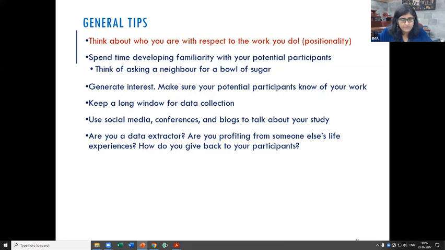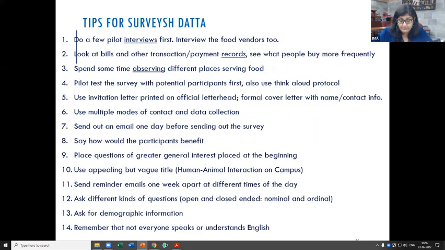And of course, in the day of social media, conferences and blogs, you can talk about your study and create that general interest so that your participants would know what you are doing out of that study. Now, there are so many tips for Sarvesh Datta. I will not go through all of them.